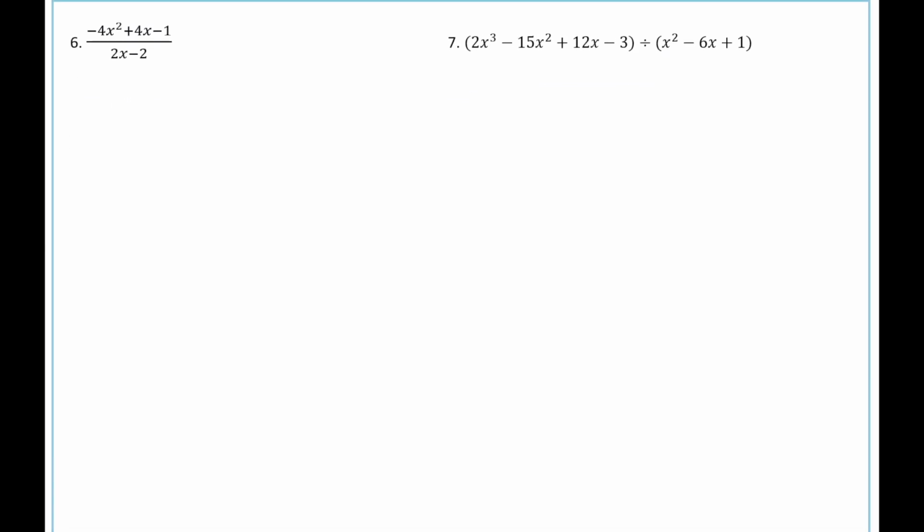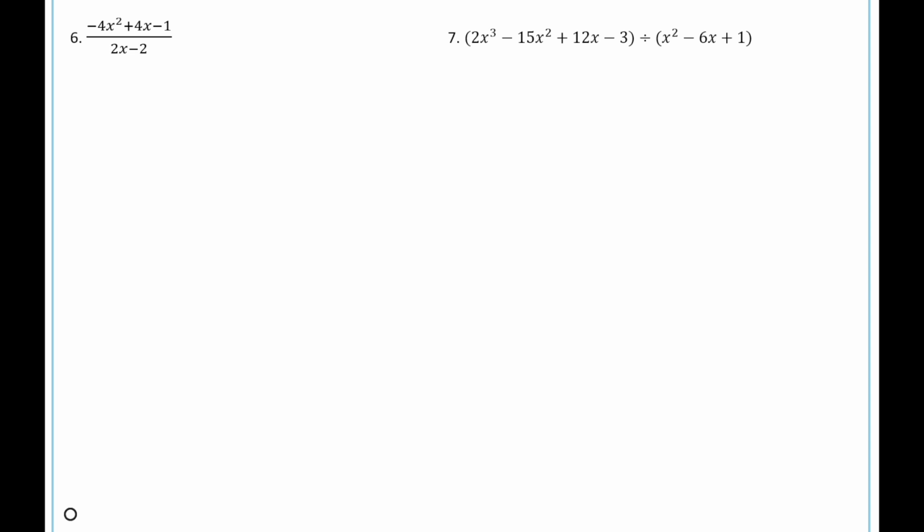Let's try another example. Okay, number 6, we're going to write as 2x minus 2 dividing negative 4x squared plus 4x minus 1. Okay, it's the same process as before. I'm taking 2x and I'm dividing negative 4x squared. I'm left with minus 2x.